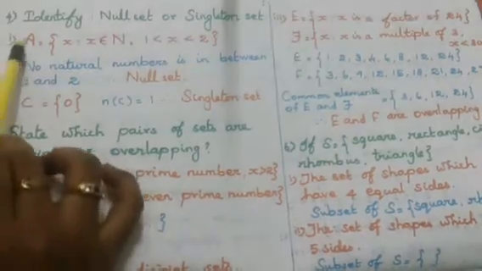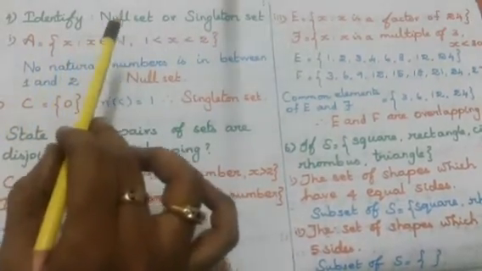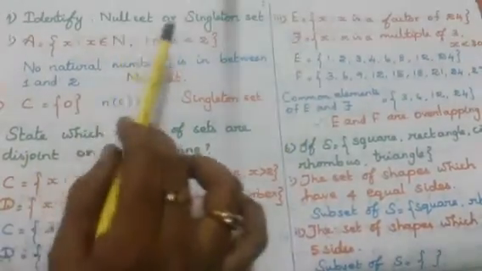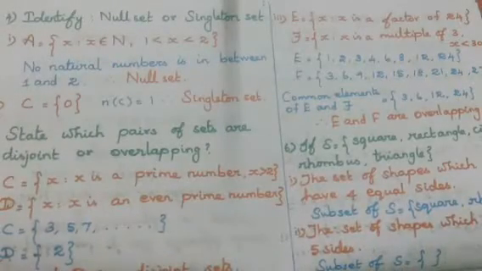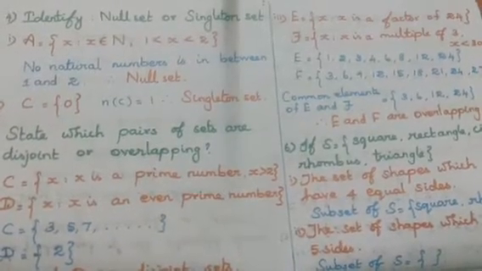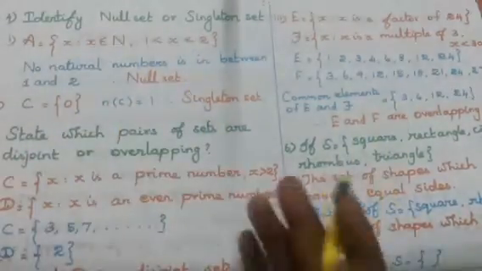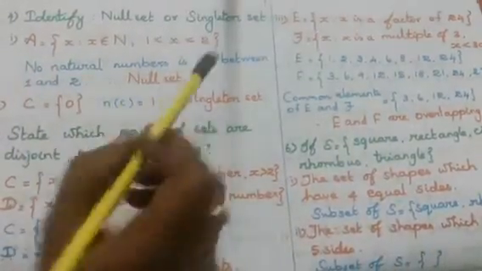So first sum, A is equal to {x such that x belongs to N, 1 less than x less than 2}. In between 1 and 2, do you have any natural number? There are no natural numbers in between 1 and 2. Therefore, it is a null set.